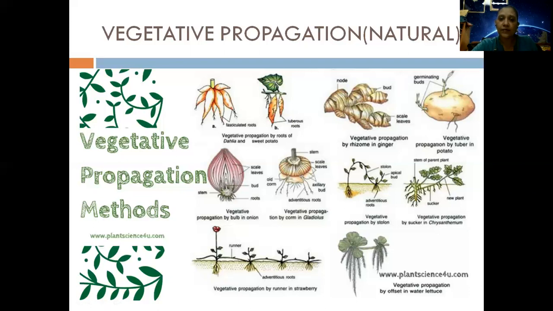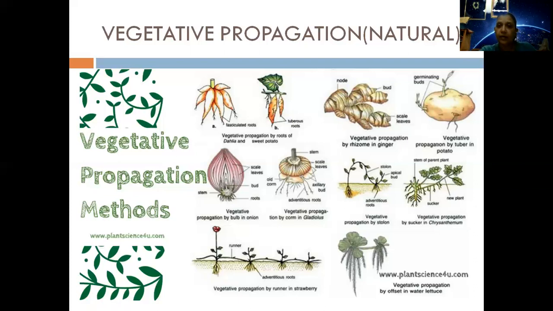Then in a similar way, you find vegetative propagation by bulb in onion. Then we go to the stem, the stolon, right? The chrysanthemum, the strawberry, the offset. In lettuce, water lettuce, right? All of these, a part of it when cut, grows into a new individual. Okay, so vegetative propagation, that is natural. That means each plant grows from a part of the plant.